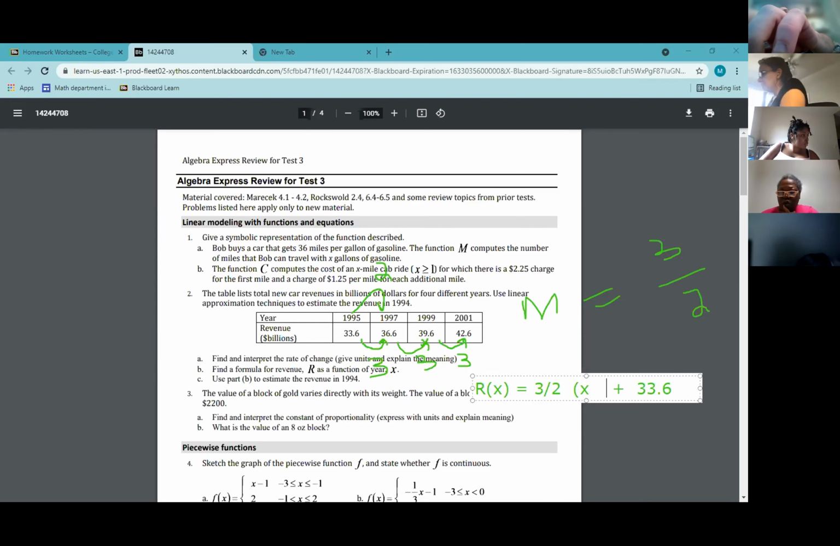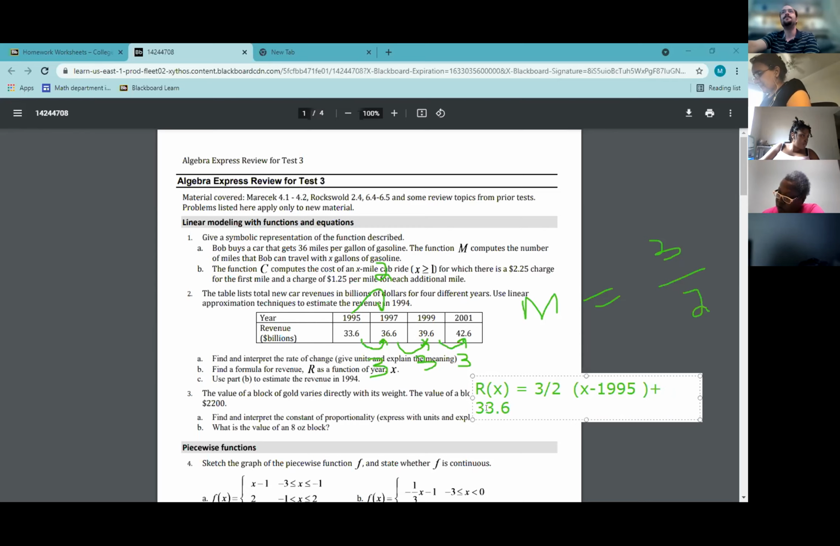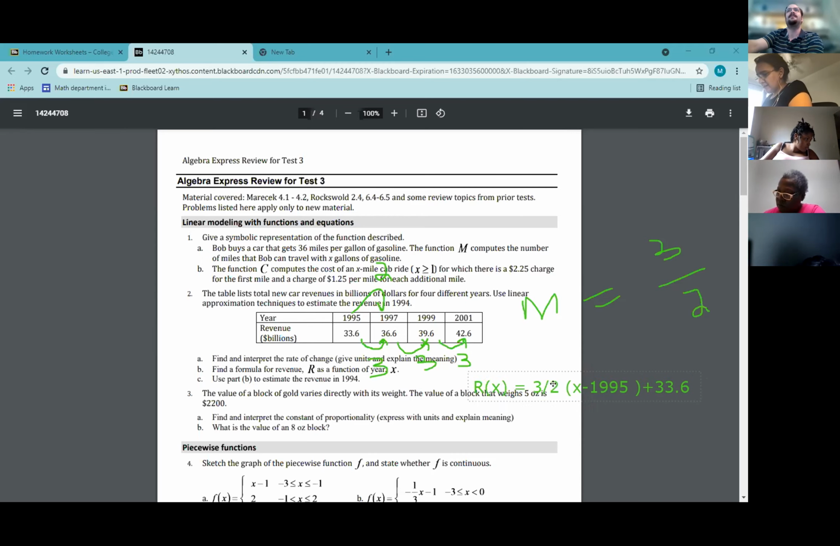But if we're doing years since 1995, we don't want our x to be just x. It's going to be x minus 1995, to account for the fact that we're starting in 1995. You mean we need 1995 minus 1994? Is it starting in 1995? Is that what it says? Yes, we're starting in 1995. And then we're going to estimate 1994. So we're going to plug 1994 into this equation, into the x. Okay, okay.